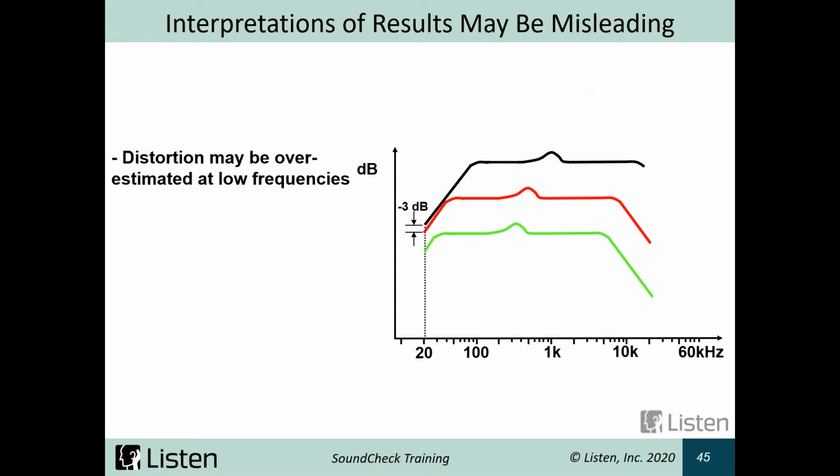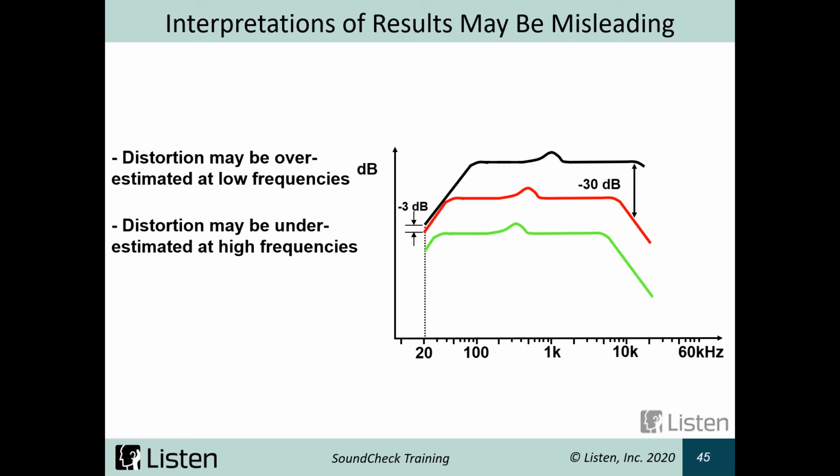The problem is the interpretation of the results. If we're thinking about the low frequencies, instead of plotting at 40 hertz, we're plotting at 20. So we might be overestimating this low frequency distortion. And in the high end, we may be underestimating the frequencies because of these roll-offs.